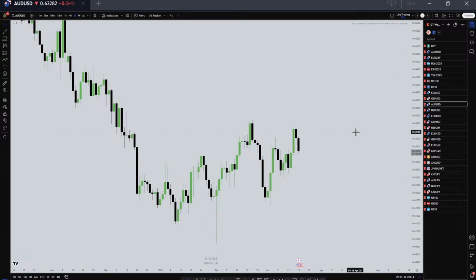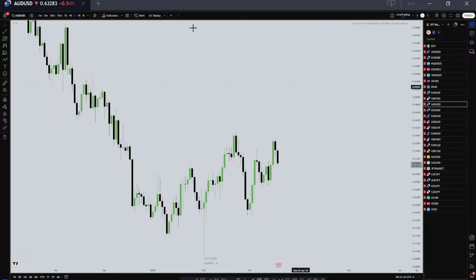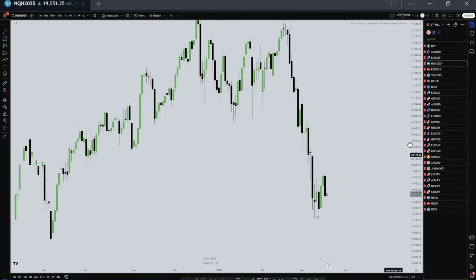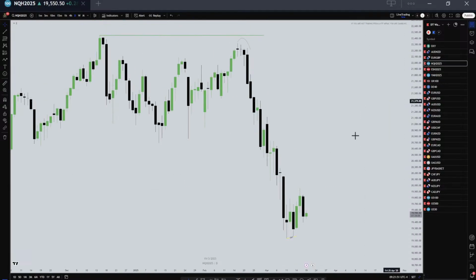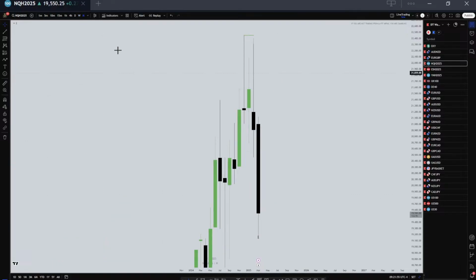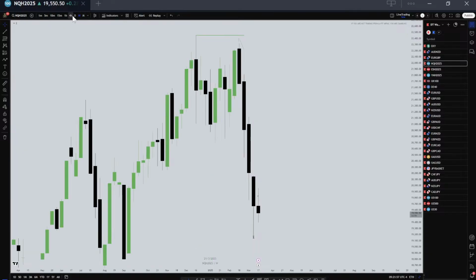Cool. So that's for the USD pairs. But I think there are more opportunities coming in. Let's start with the indices. Indices are very interesting right now. We are still bearish on the higher time frame: weekly, monthly, daily.